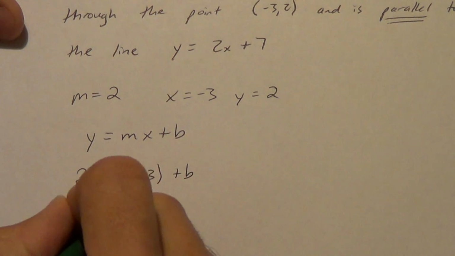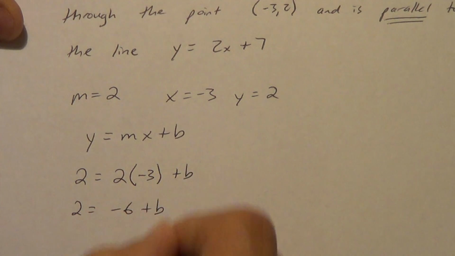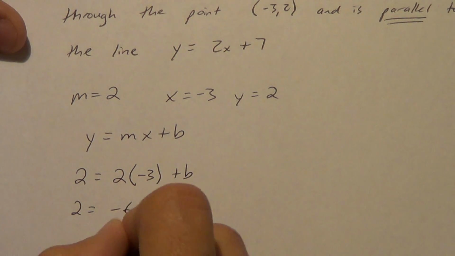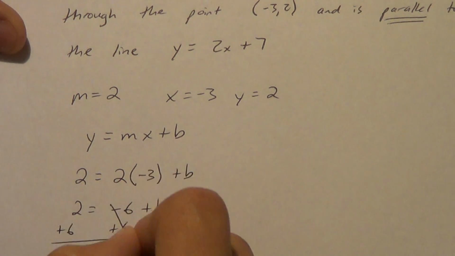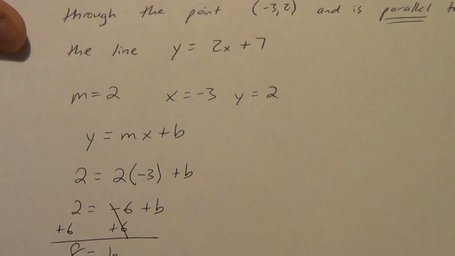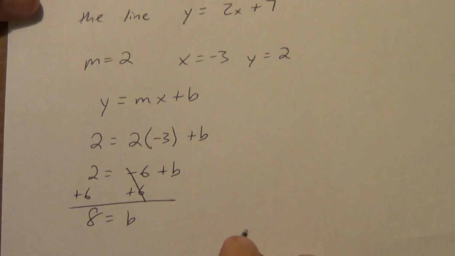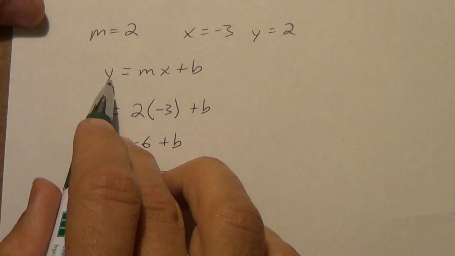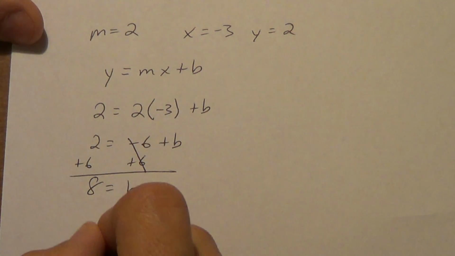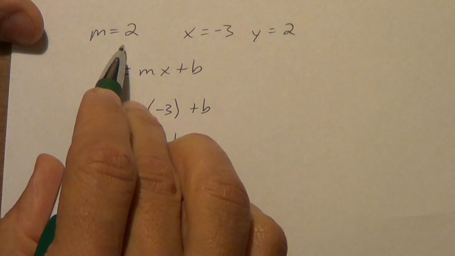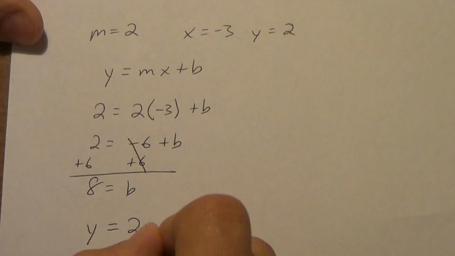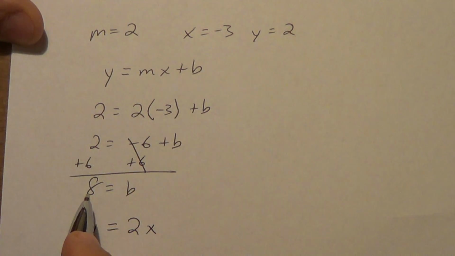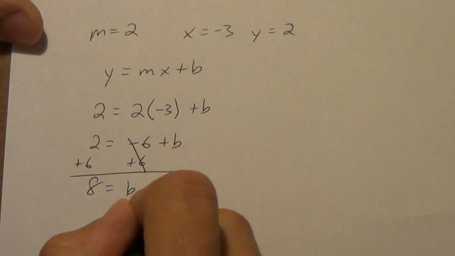2 equals negative 6 plus b. We add 6 to both sides. This cancels. We get 8 equals b. We have to finish by writing the equation of our line. So we go back to y equals mx plus b, but we leave y as y. Y equals m, which was 2, x is just x. Since this is a positive 8, we put plus. If it was a negative 8, we'd put minus. So 2x plus 8.